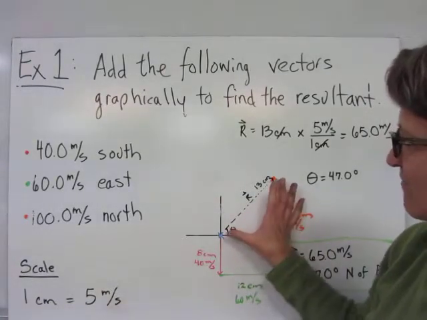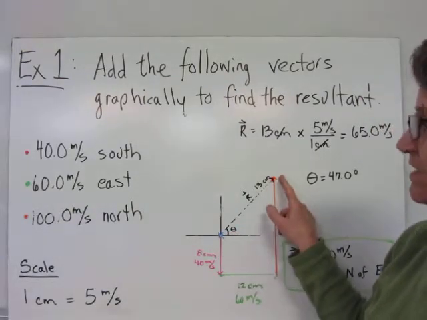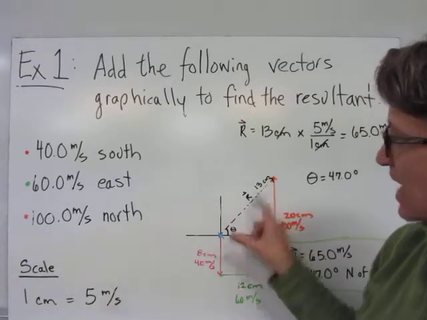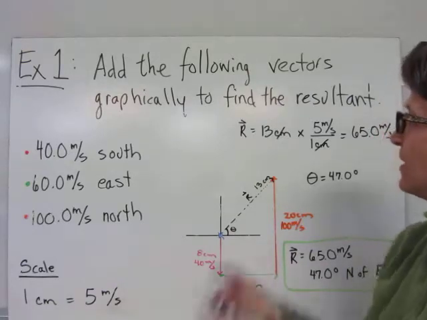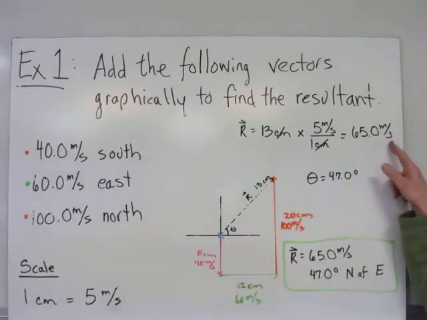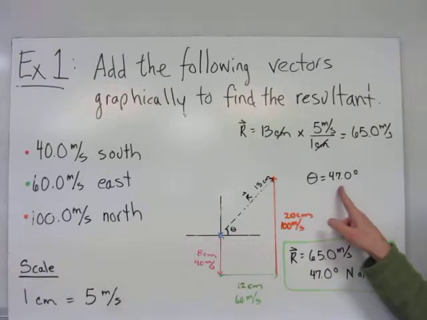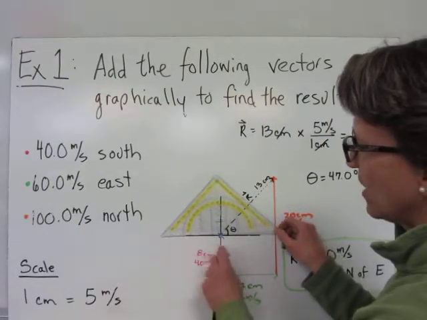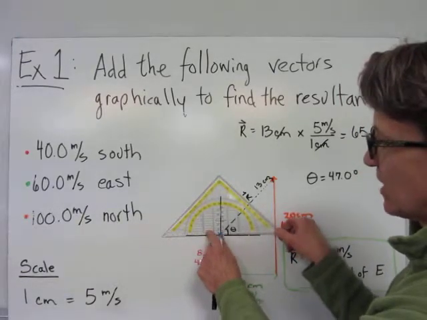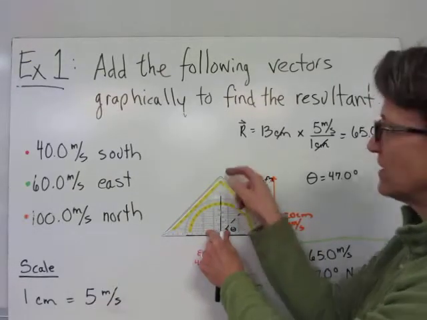So I've drawn a line from my origin, where I put my X, to the tip of my last vector, and I've measured that with my ruler, and it's 13 centimeters. I've converted the 13 centimeters back into meters per second, so that's the magnitude of my resultant. The value of the angle you need to measure with your protractor. So I've put my protractor on. With this protractor, the 0 lies right along the line, and I'm measuring up to about 47 degrees.